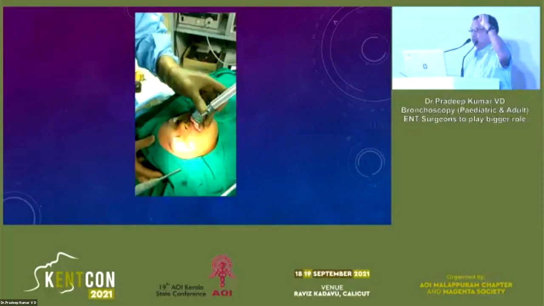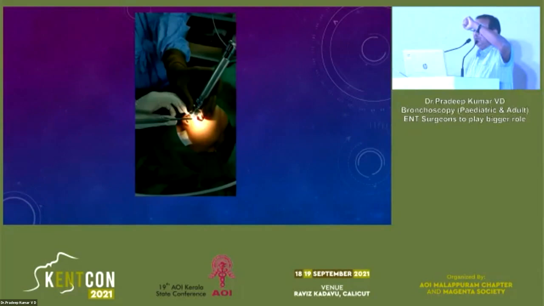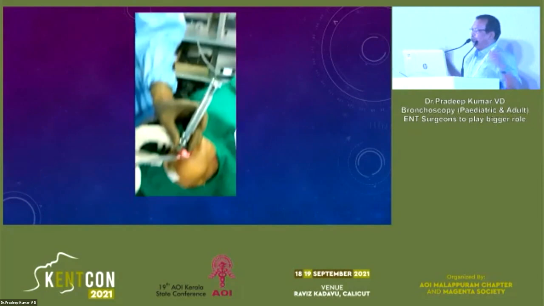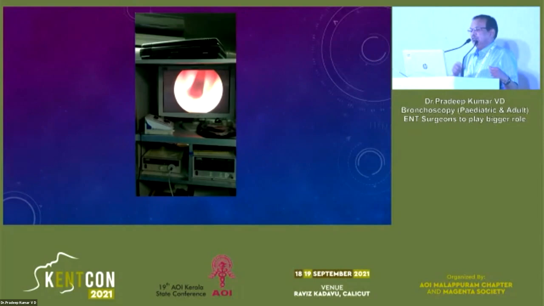Now the anesthetist is showing me the vocal cord. I'm introducing the rigid endoscope. Now you can visualize on the monitor, entering into the larynx, into the trachea.